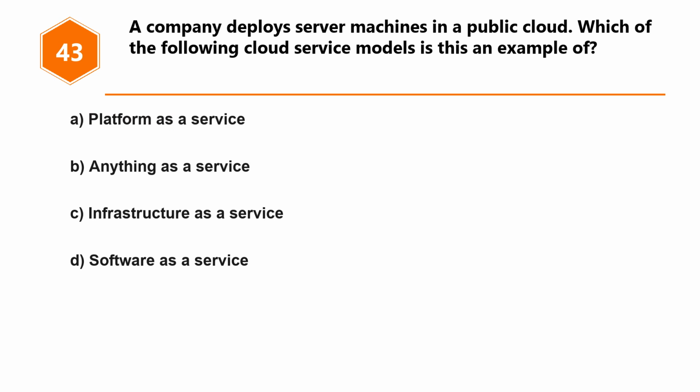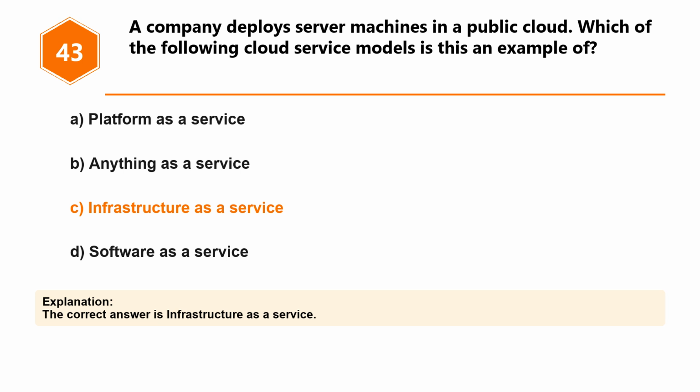Question 43. A company deploys server machines in a public cloud. Which of the following cloud service models is this an example of? Option A, platform as a service. Option B, anything as a service. Option C, infrastructure as a service. Option D, software as a service. The correct answer is option C, infrastructure as a service.